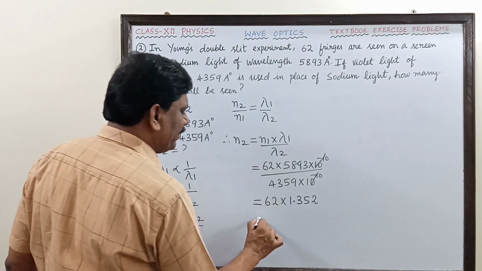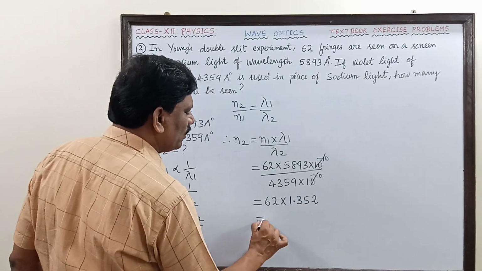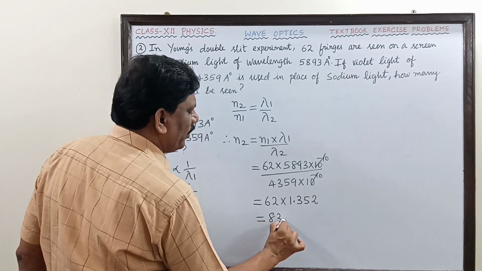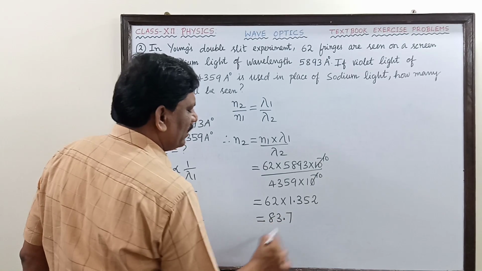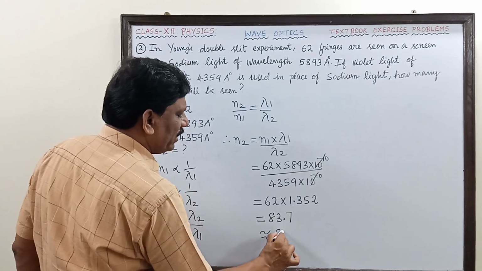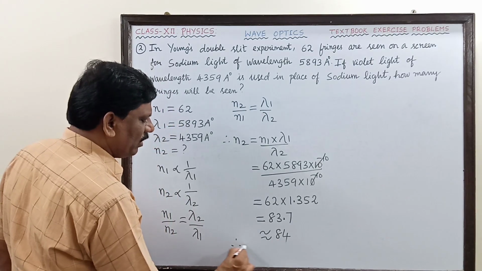Okay, so if you multiply, it will be nearly equal to 83.7, or nearly equal to 84.